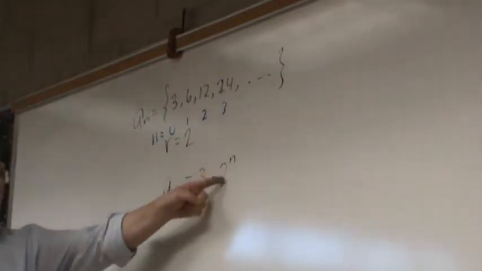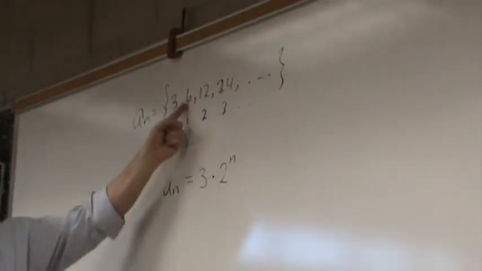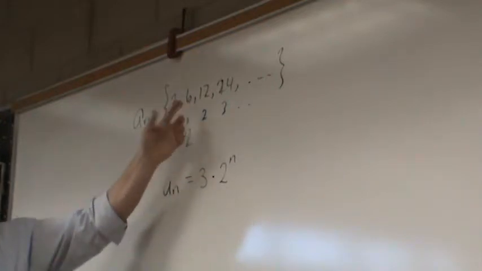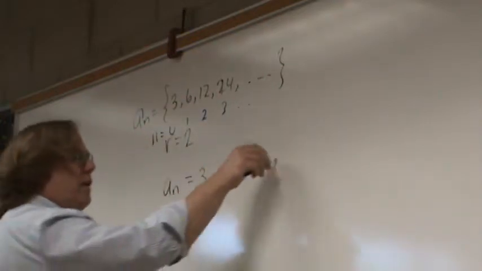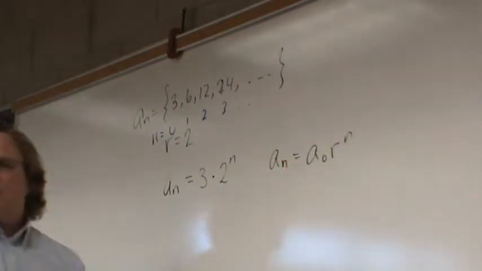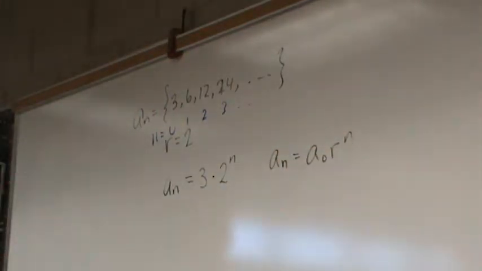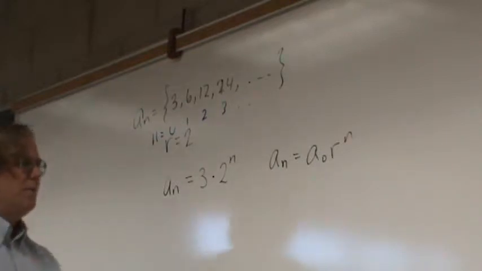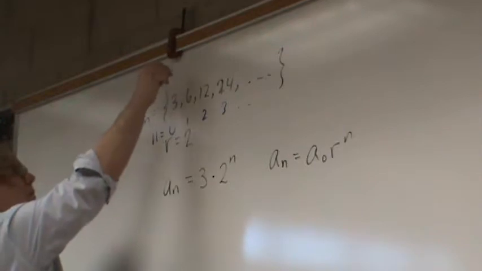Because when n is 0, I get 3. When n is 1, I get 2 times 3, which is 6. When n is 2, I get 4 times 3, which is 12, etc. And so generally, when n equals 0, it's going to be a naught r to the n. And again, I like n equaling 0. The problem is sometimes you're not going to get n equals 0. Sometimes you get n equaling 1.